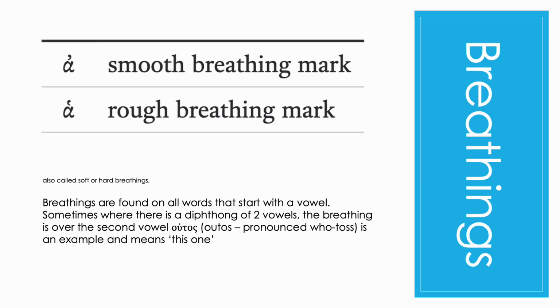Breathings are found on all words that begin with a vowel. The rough, or sometimes called a hard breathing, is the one that changes the actual sound. Sometimes a word begins with two vowels, a diphthong, in which case the breathing sound will usually be over the second vowel of the two. For example, hootos. Not pronounced ootos, but hootos, meaning this one.